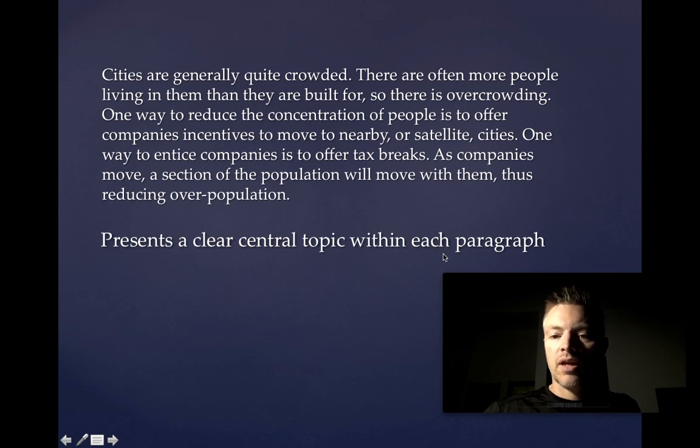Now, the first thing they're asking you is presents a clear central topic within each paragraph. You know what it is now? The central topic is moving the concentration of people to satellite cities, and then we explain it. You could make your paragraph a little bit longer, but this is enough for you to understand what I'm doing. There's a situation, and then we say here what we want to do about it. That's the clear central topic.